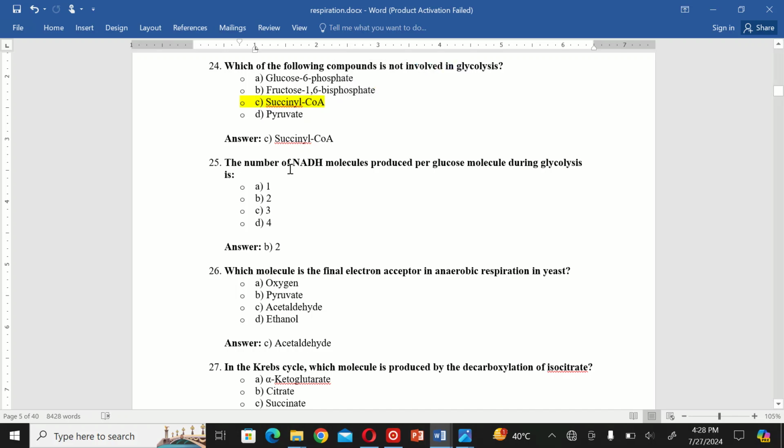The next MCQ is: the number of NADH molecules produced per glucose molecule during glycolysis is A. 1, B. 2, C. 3, D. 4. So the correct option is B.